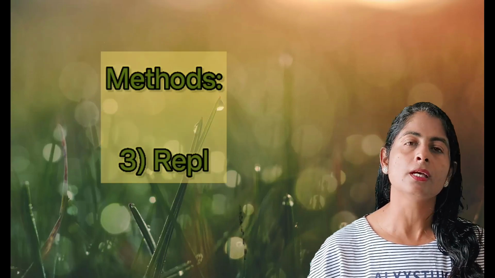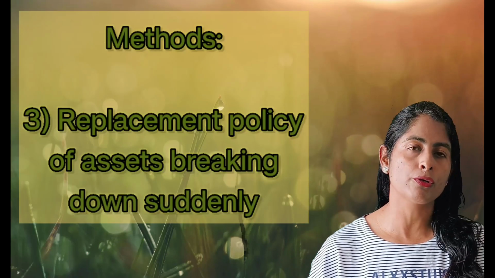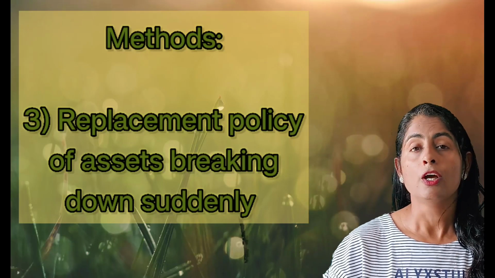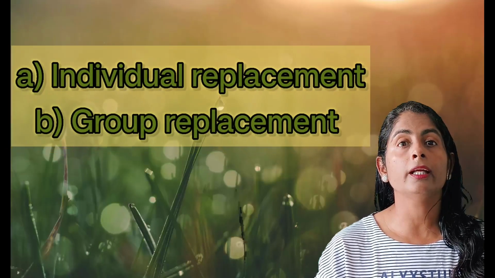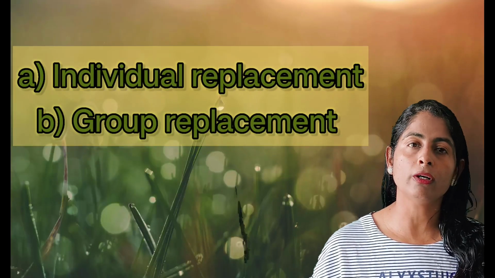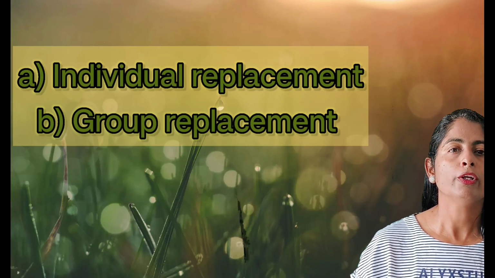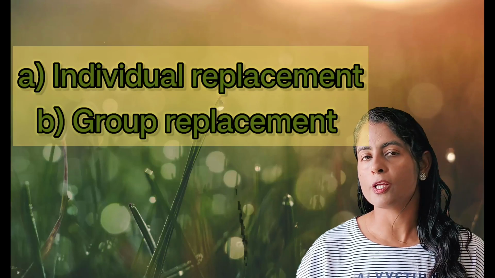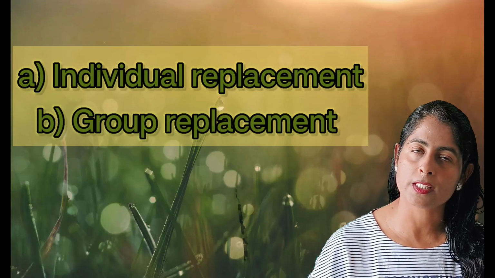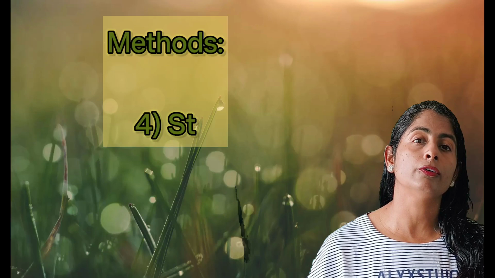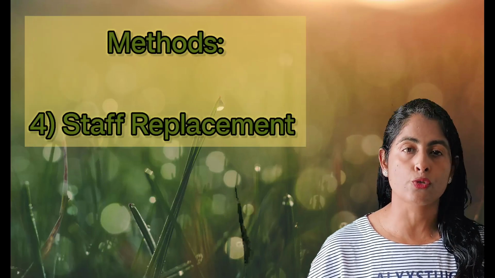money value is important. The third type of question used in replacement is individual replacement versus group replacement, when the things deteriorate immediately, not gradually. You are not aware but the things are not working. So the third method is when you compare the individual replacement policy with the group replacement policy. And the fourth method is staff replacement, in which you will come to know when the staff needs to be replaced.